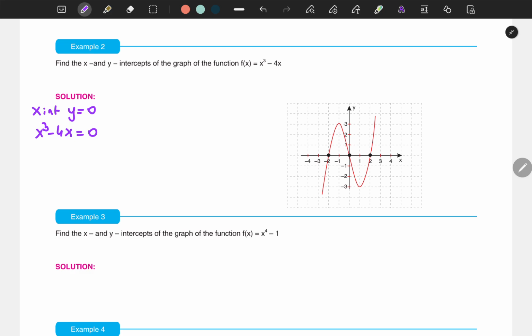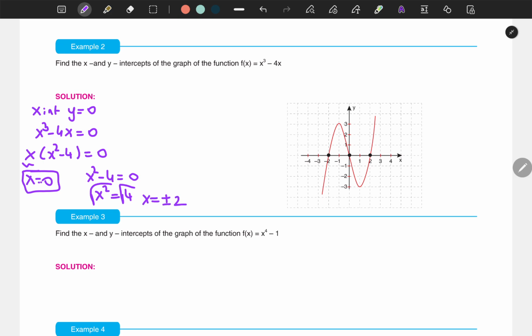When you see this, x is common, isn't it? x(x^2 - 4) = 0. What should I do? Either x = 0, this is first, or x^2 - 4 = 0. Can I say x^2 = 4, square root both sides, x is positive or negative 2, isn't it? Which means I have 0 and 0, 2 and 0, and then -2 and 0. This is for x-intercept.